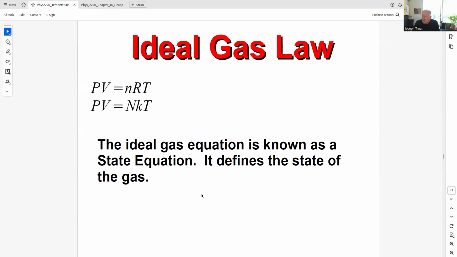The ideal gas equation is known as the state equation. It defines the state of a gas. It can't tell you what's going to happen to the gas as time progresses. There's no time in this equation.